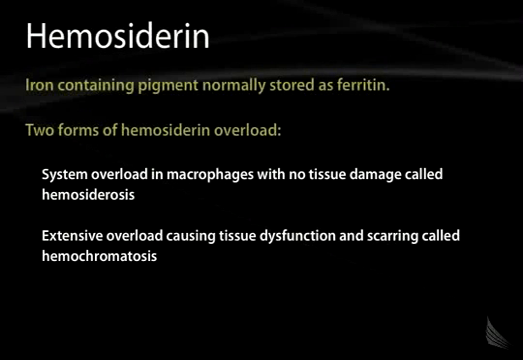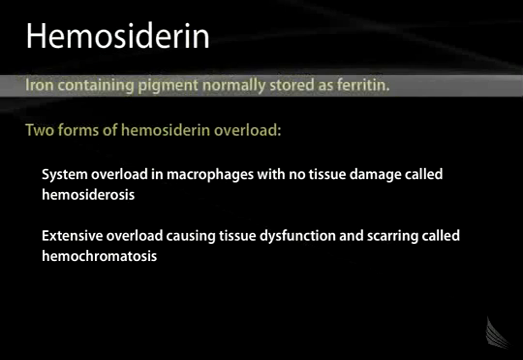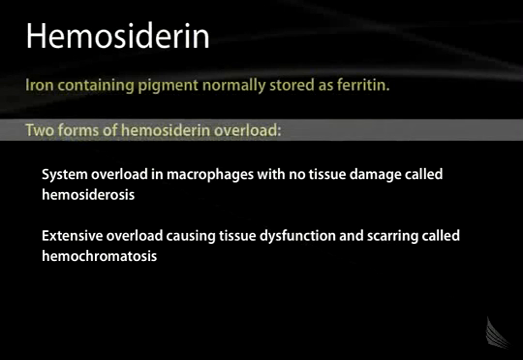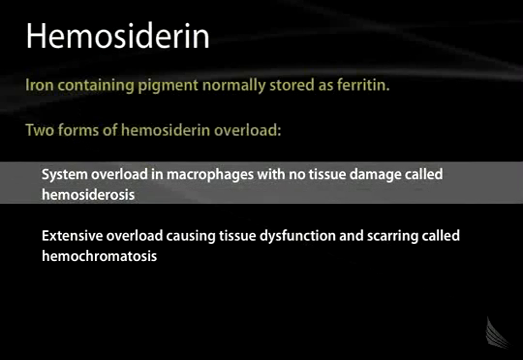Another accumulation that you can get in cells is hemosiderin. This is a pigment consisting of iron bound to the protein ferritin. It's a storage form of iron, and there's two situations in which you can get accumulation of hemosiderin. In both cases, it's caused by iron overload. Now, first of all, you can get it in a systemic overload in macrophages with no tissue damage, and this is called hemosiderosis. And you may see this in normal processes where you have excess bleeding or things like that where you get iron accumulations.